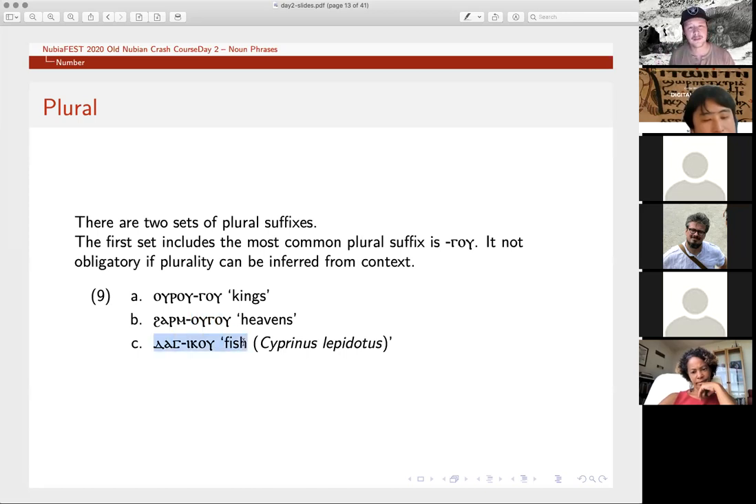It also depends on whether the text is a literary text or a documentary text. In literary texts, you see more standardization in how people write it. In documentary texts, this alternation is more frequent because most probably intervocalically, so between vowels, the kappa was pronounced as g. It still is in modern Nubian languages. So it's not infrequent, but depending on the type of text, you will find more or less of it.